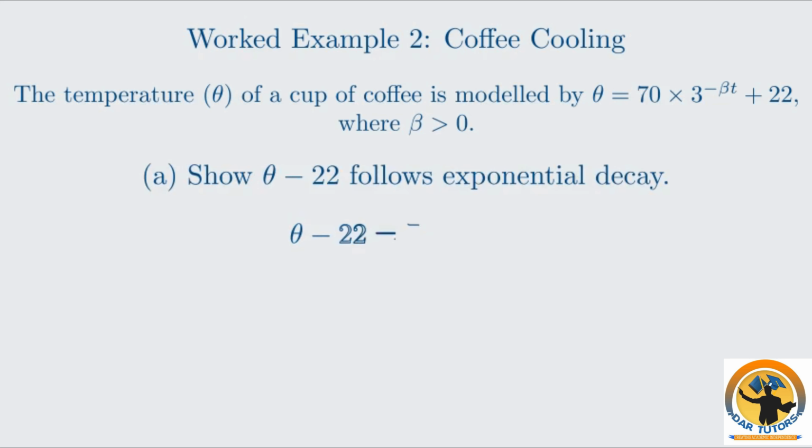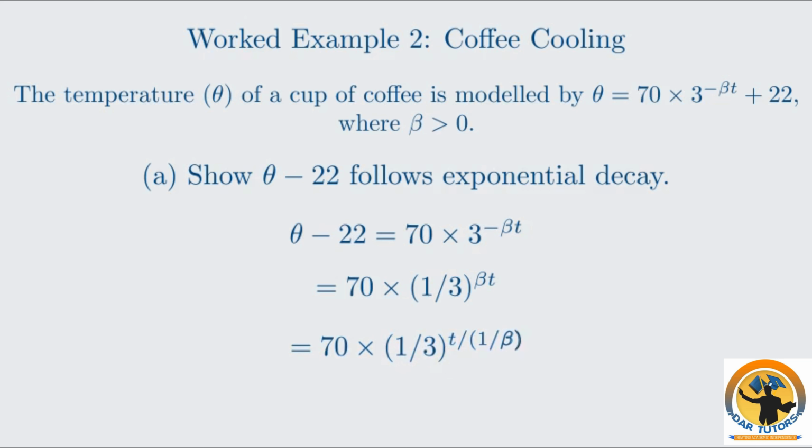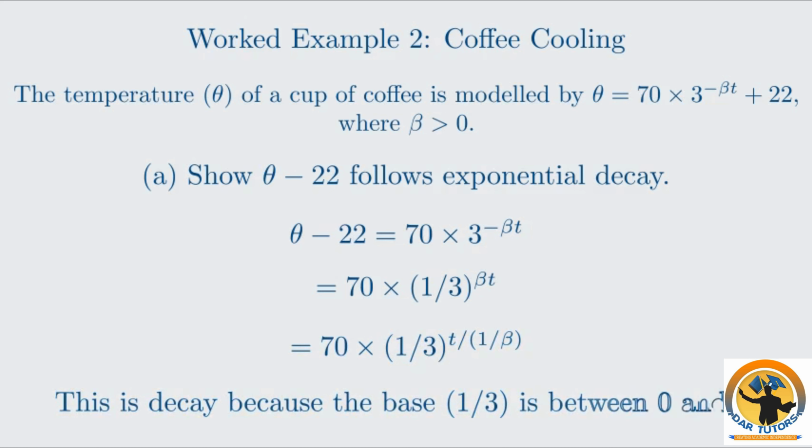First, we subtract 22 from both sides. Then, we use the rule of exponents that says a to the power of negative x is 1 over a to the x. So, 3 to the power of negative beta t becomes 1 over 3 to the power of beta t. We can write this as 70 times 1/3 to the power of beta t. This is in the form b times a to the power of t over k, where b is 70, a is 1/3, and k is 1 over beta. Since our base, a, is 1/3, which is between 0 and 1, this confirms it's an exponential decay.